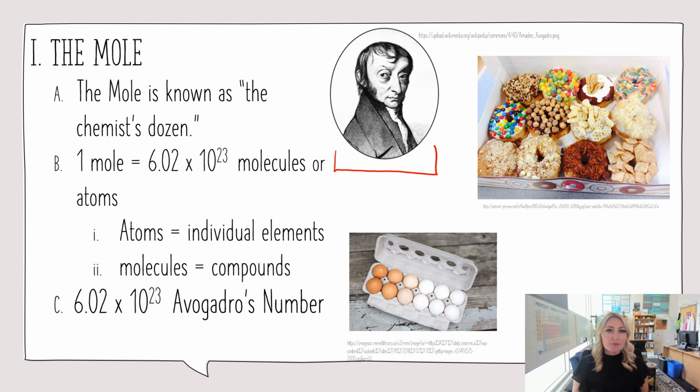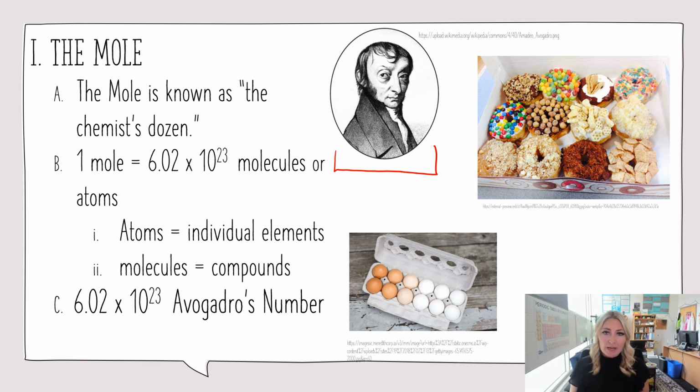Atoms are going to refer to individual elements. So I could say I have 6.02 times 10 to the 23rd atoms of sodium, or I could say I have 6.02 times 10 to the 23rd molecules of sucrose or sugar or something else that's a compound. So when we talk about Avogadro's number, we're referring to a very specific amount of something, a quantity.